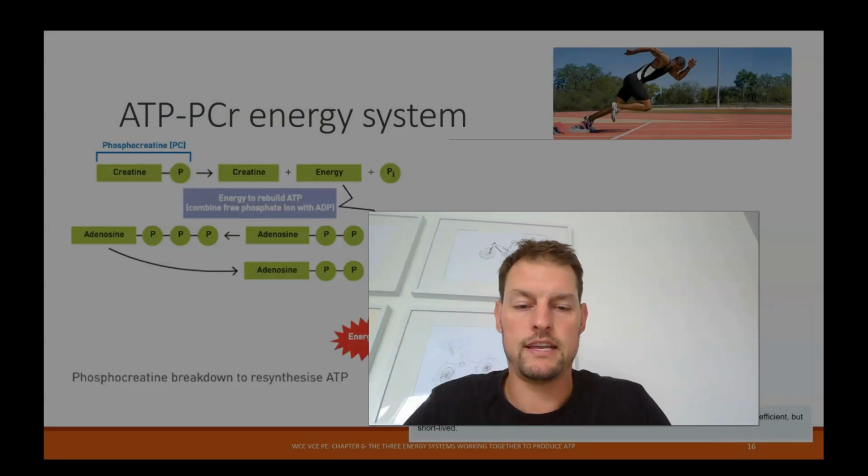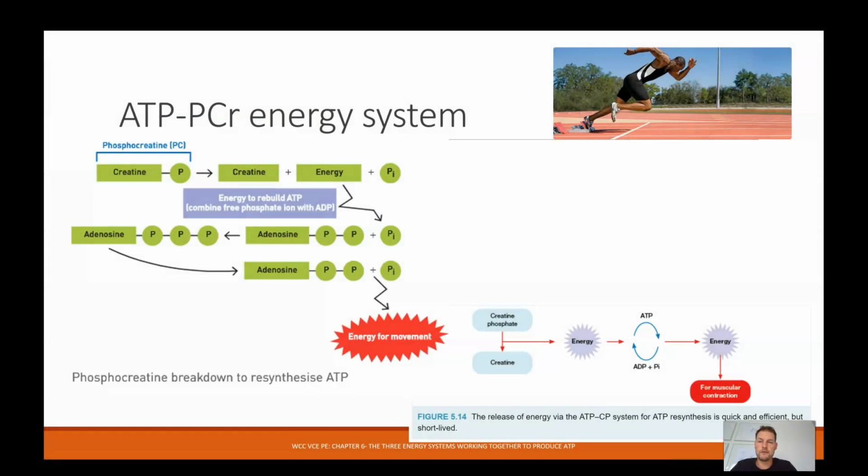Okay, now we're going to go through the three energy systems themselves. It'd be a good time to go to OneNote now and open up each of those pages, which have the table for each of the energy systems. First one we're going through is the ATP-PC system.